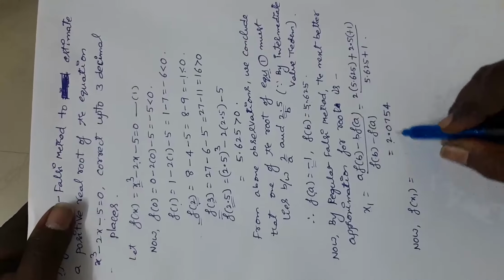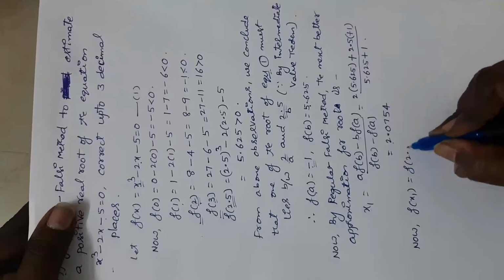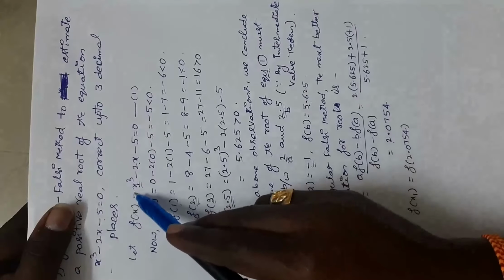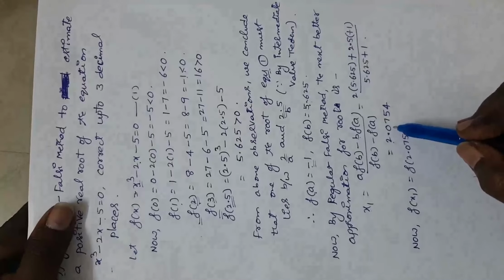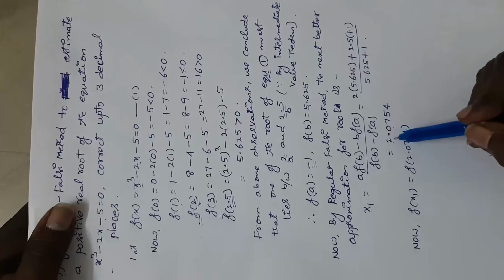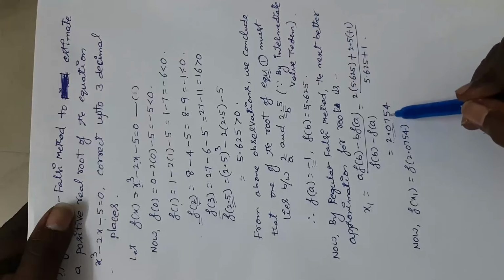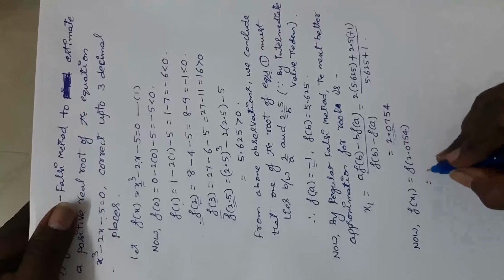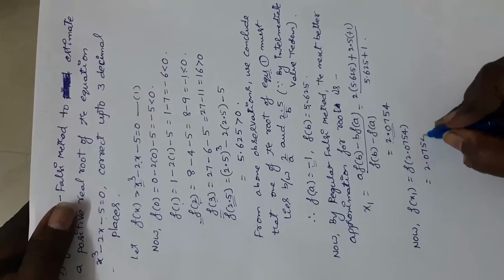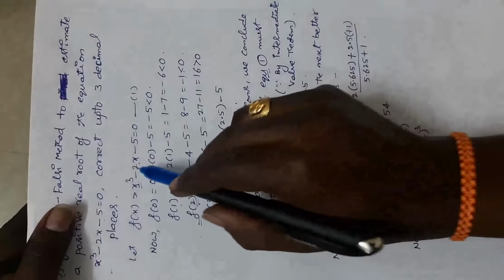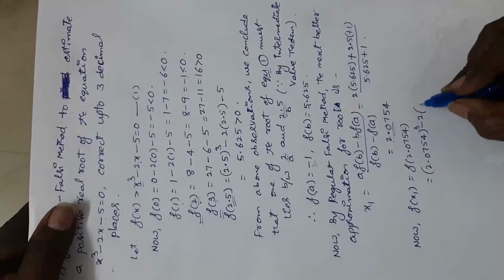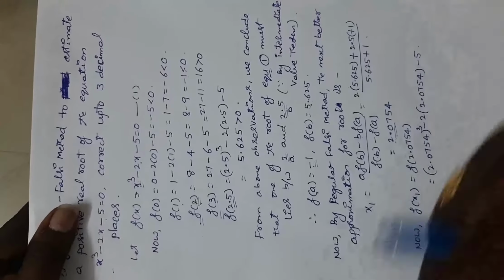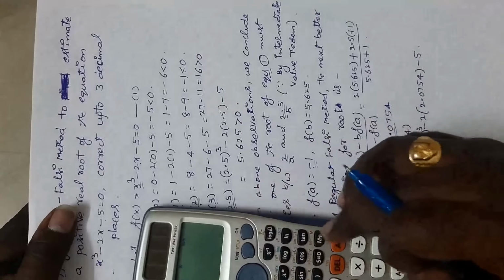f of x1 is nothing but we have to find out f of 2.0754. How can we find this value? In this given equation, substitute this value. If the result is 0, we are observing that 2.0754 is the required root. With this step, the problem is completed. So 2.0754 whole cube minus 2 times of 2.0754 minus 5. See this calculation.